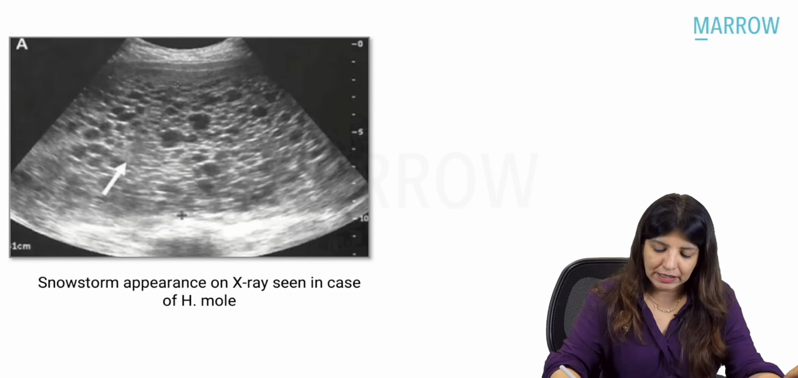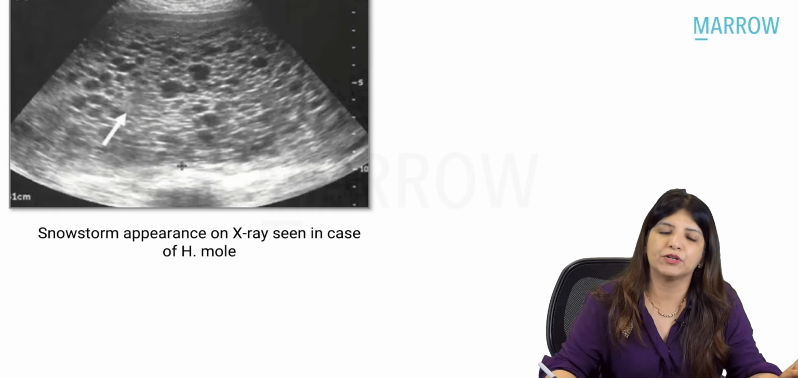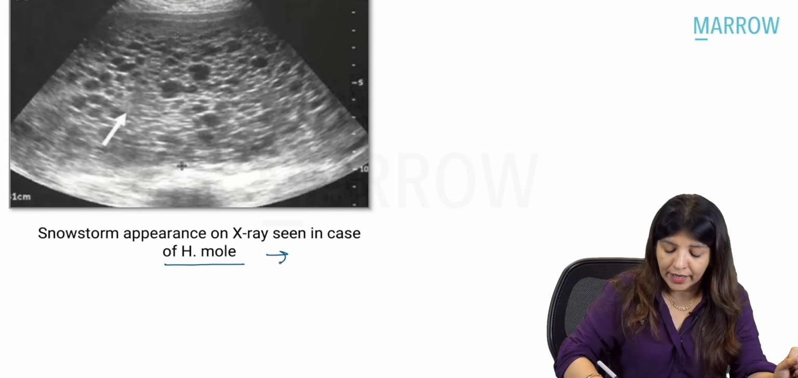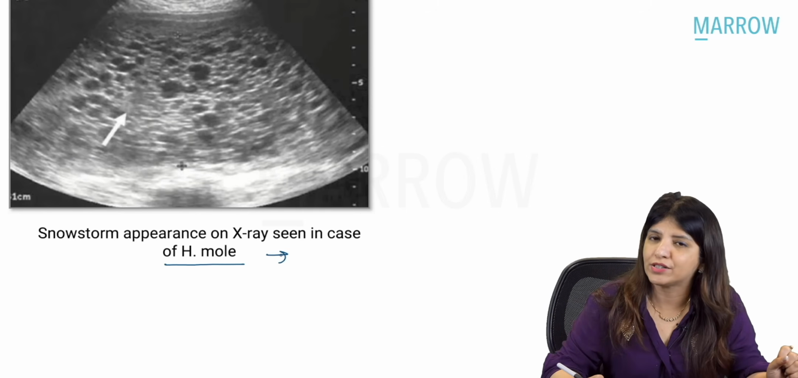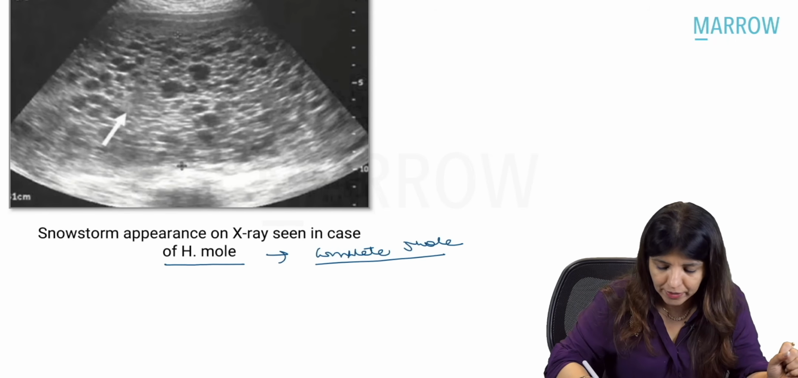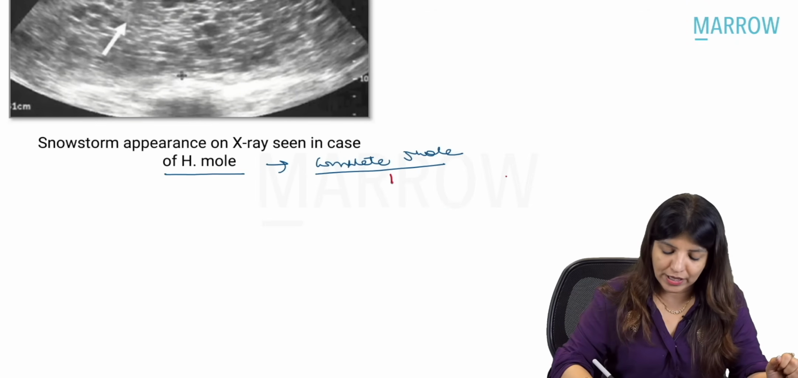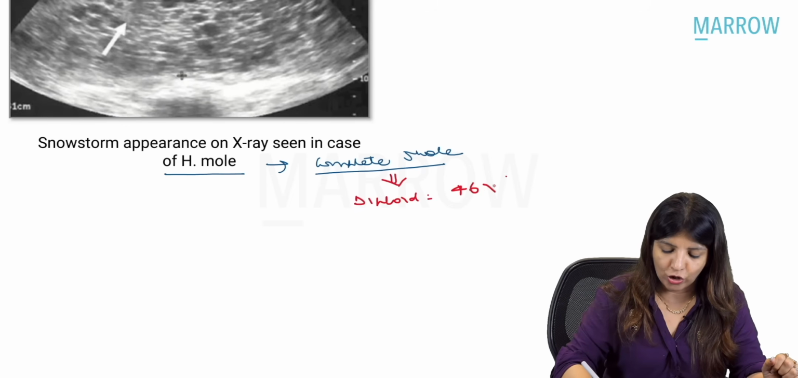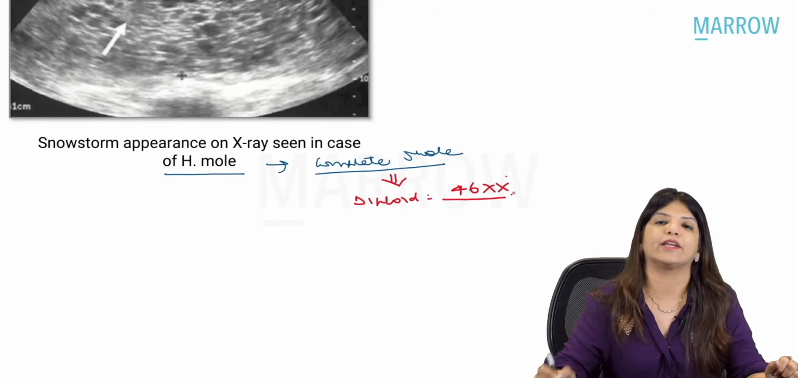This image is a typical snowstorm appearance which is seen on ultrasound in case of H-mole. In which kind of H-mole do you get this snowstorm appearance? You are getting this in case of complete mole. Please remember, what is the karyotype of a complete mole? It is diploid and it is 46XX karyotype.